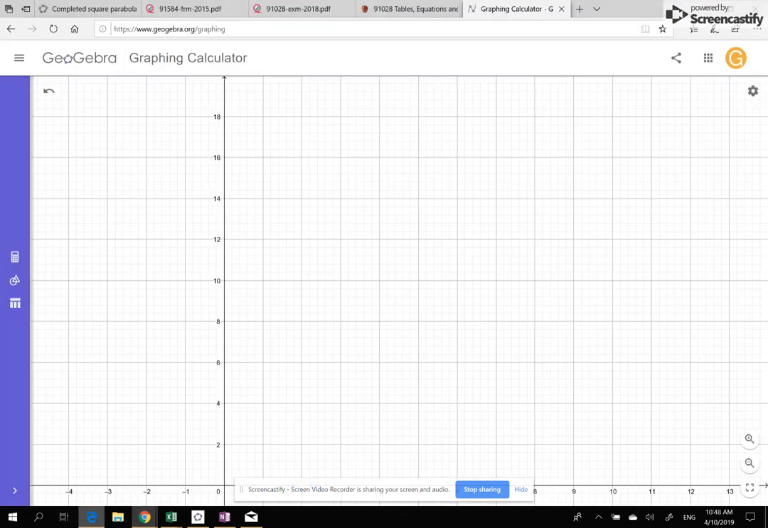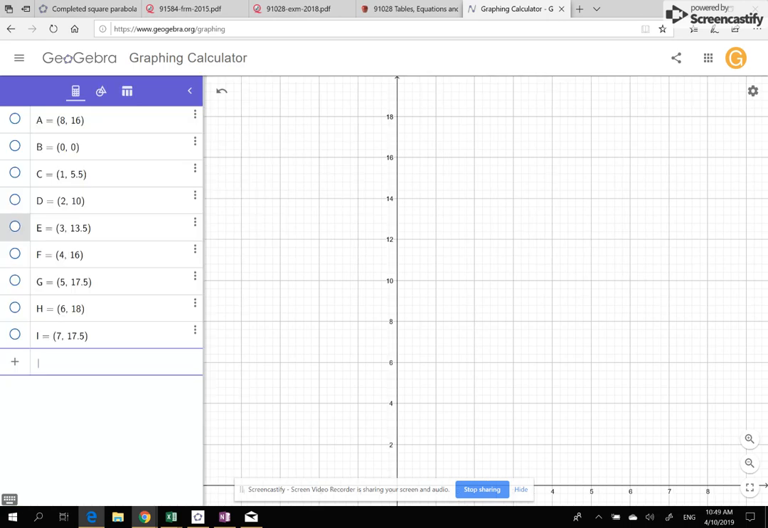Now let's go to my graph. Now I'm using GeoGebra because I've needed a way of presenting this, and as you can see, I've typed in all the coordinates that I had so far.